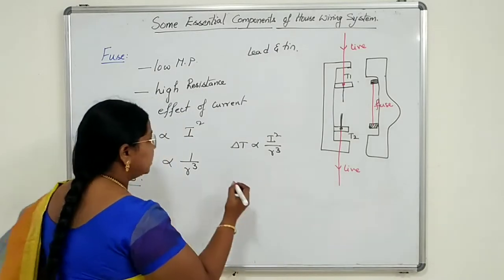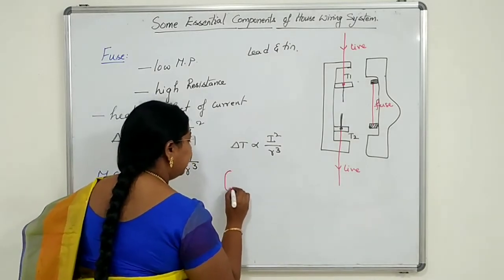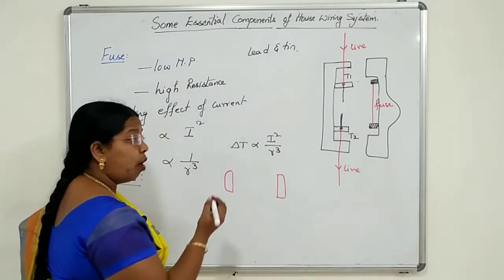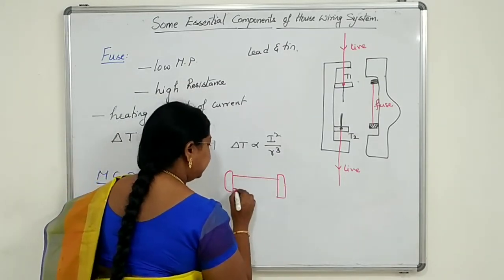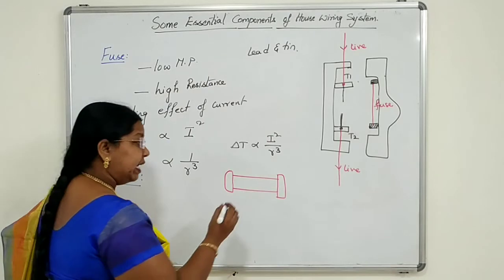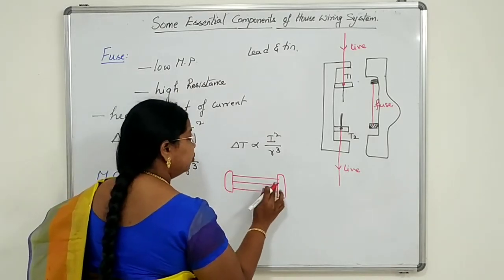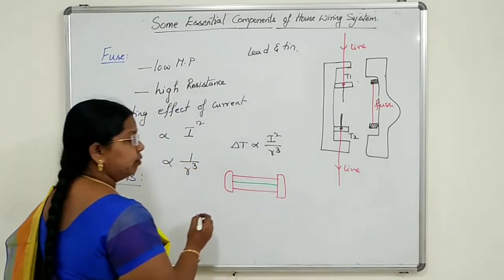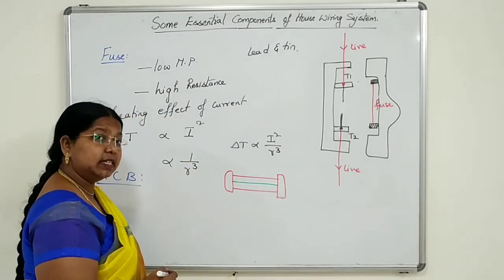So cartridge fuses are nothing but a glass tube with a metal cap at the ends. And inside this you will have the fuse wire. I will draw it with another color, with a fuse wire inside this. Is it clear, students?